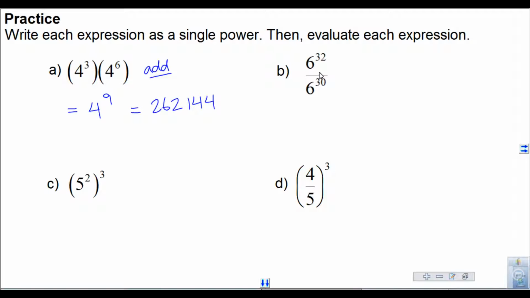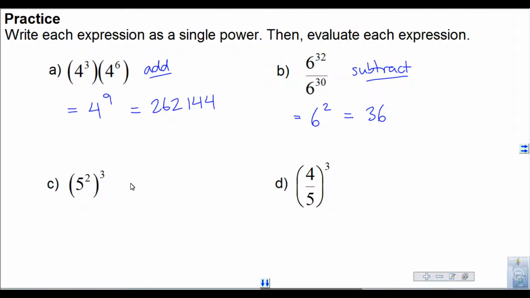Here we've got powers that are dividing, and they have the same base. So remember, when powers are dividing, we get to subtract the exponents. So that's going to be 6 to the power of, we're going to subtract those exponents to get 2. Now 6 squared, well, that's just 6 times 6. I can do that in my head. That's 36.